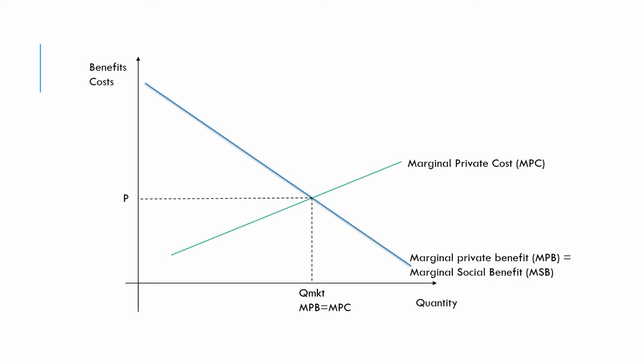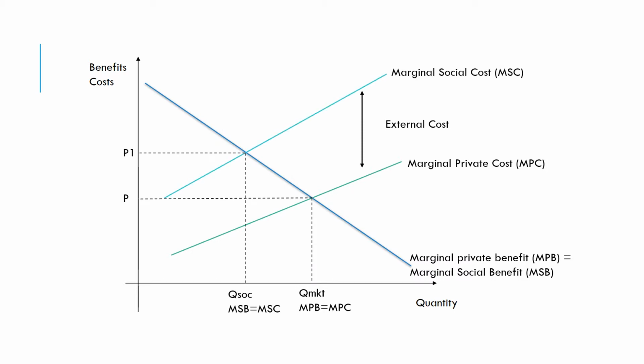But when we look at the costs to society, we also add on external costs, the cost to third parties. And so we have a social cost that is greater than the private cost. If we assume there are no external benefits, we have a social benefit that equals the private benefit. If we go through the same analysis, we find that the socially optimum level of output is where MSC equals MSB, and that is here, Q SOC, Q for socially optimum output.